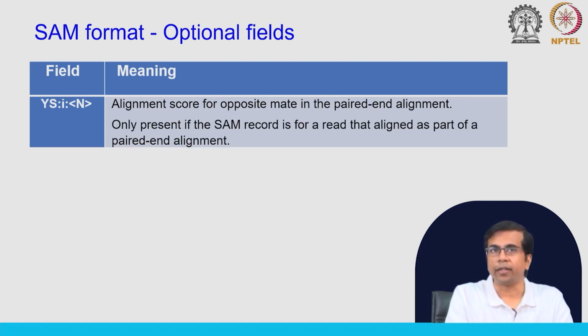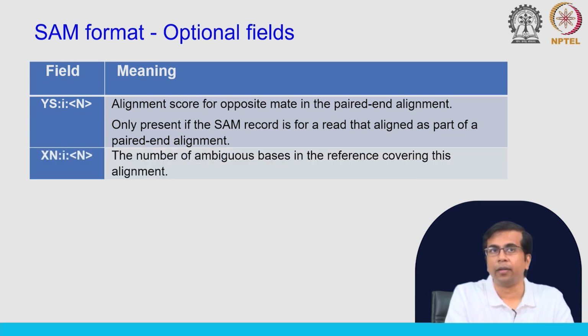Then you have this YS:i. So, this is the alignment score for the opposite mate in the paired end alignment. If you are working with paired end data, you will get this information. Then you have something called XN, which gives the number of ambiguous bases in the reference covering this alignment. Again, these are all I, meaning integer numbers. So, if you have ambiguous bases in the reference, you want to know, because in those positions we will not be able to call any mutation or mismatches. So, this simply gives us the number of ambiguous bases in the reference.